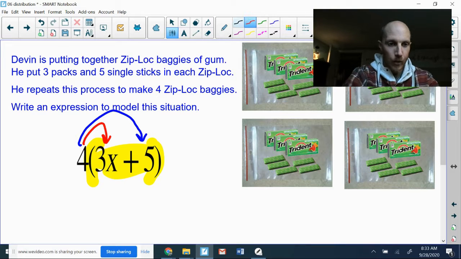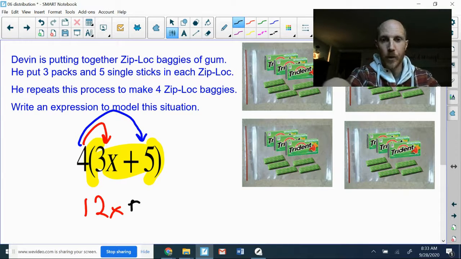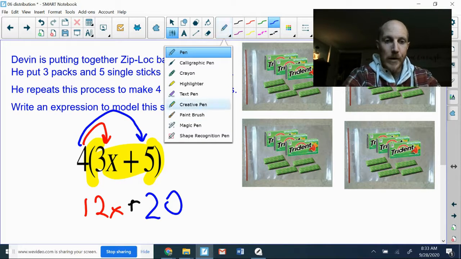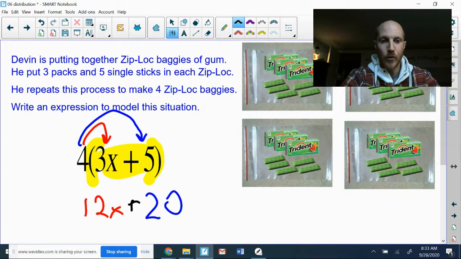Okay, so enough talk. Let's do it. I'm going to take the 4 and multiply it times 3x. That'll be 12x plus. So I'm going to bring that plus sign down here. And then 4 multiplied by that 5, that's 20. Okay, all together, how many packs of gum does Devin have in all of those Ziploc bags? Well, he's got 12 packs plus 20 more sticks.